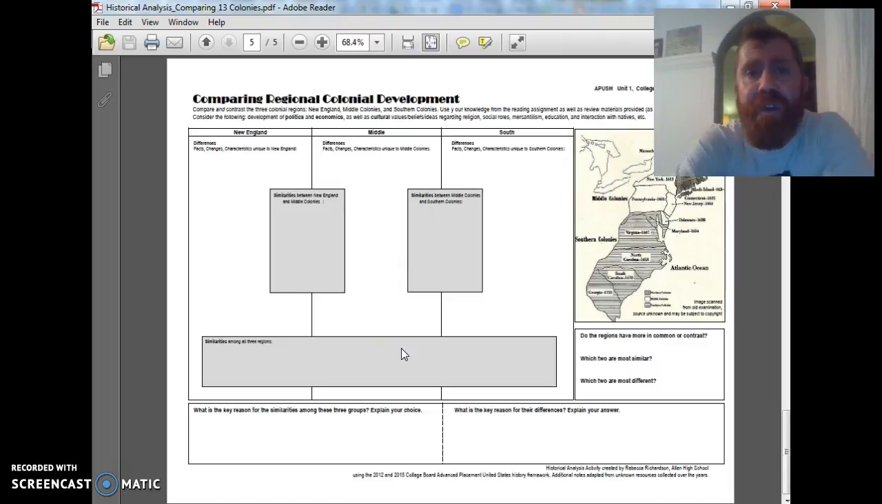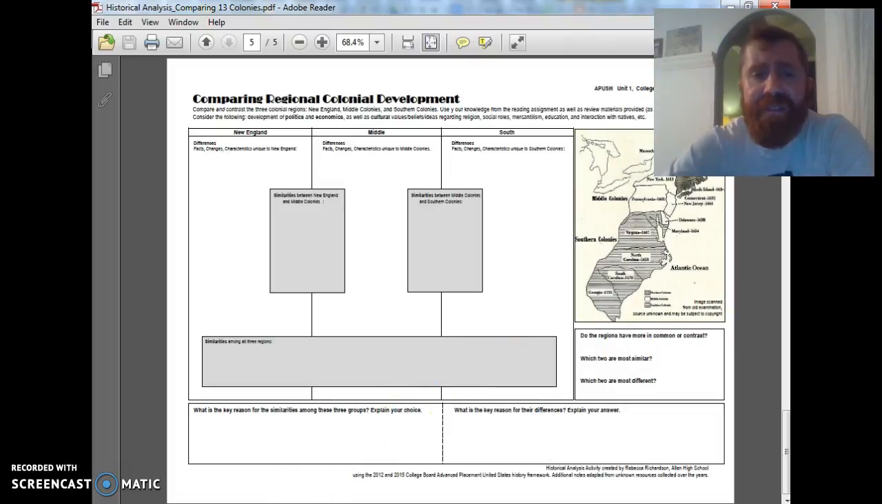I really just want you to get straight to the point as to what makes the colonial regions similar to each other. Leave these other boxes empty for right now. We will come back to them later.